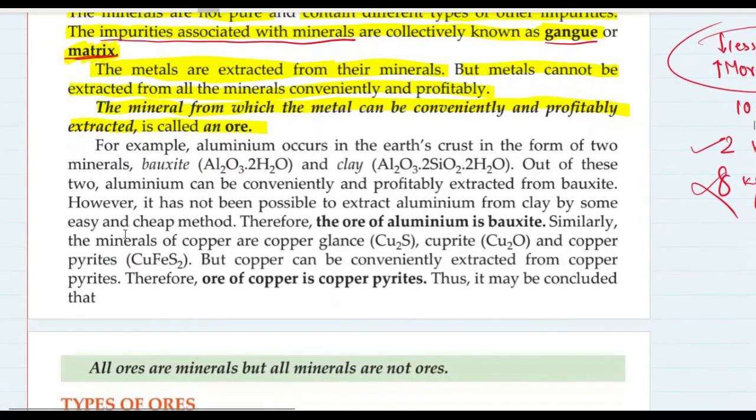Let's move ahead. For example, aluminium occurs in the earth's crust in the form of two minerals, bauxite and clay. I told you just now. Out of these two, aluminium can be conveniently and profitably extracted from bauxite.